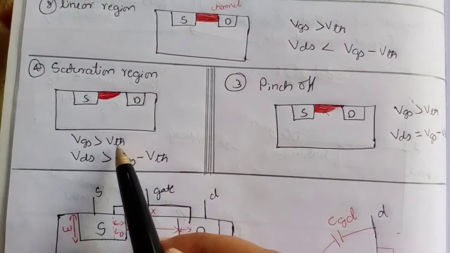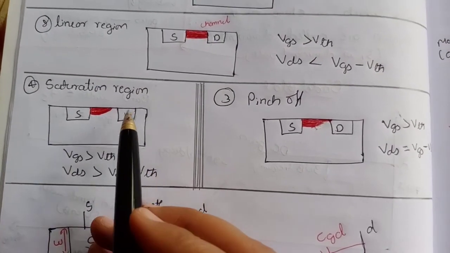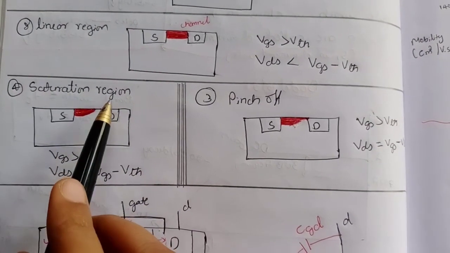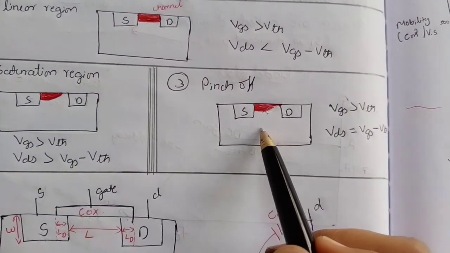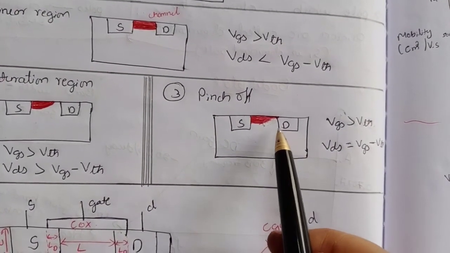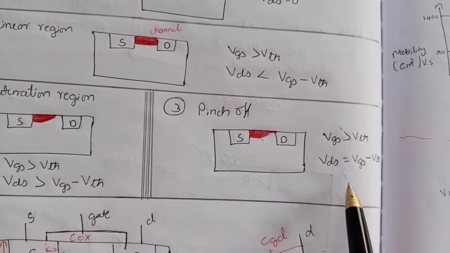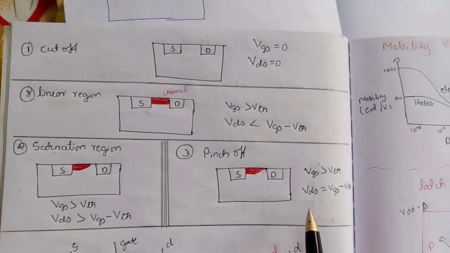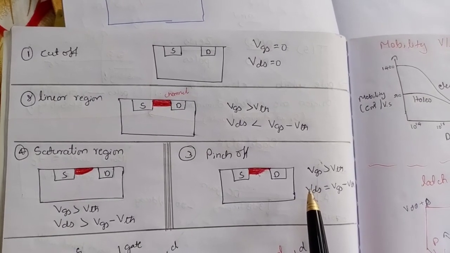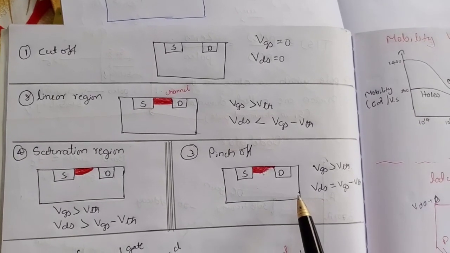In saturation, where the VDS value is greater than VGS minus VTH, the MOSFET acts like a constant current source. At the pinch off point, where VDS is equal to VGS minus VTH, the MOSFET starts to enter from the linear region to the saturation region. These are the basic conditions for the MOSFET. So using the VDS and VGS values, we can say whether the MOSFET is in the cutoff, linear or saturation region.